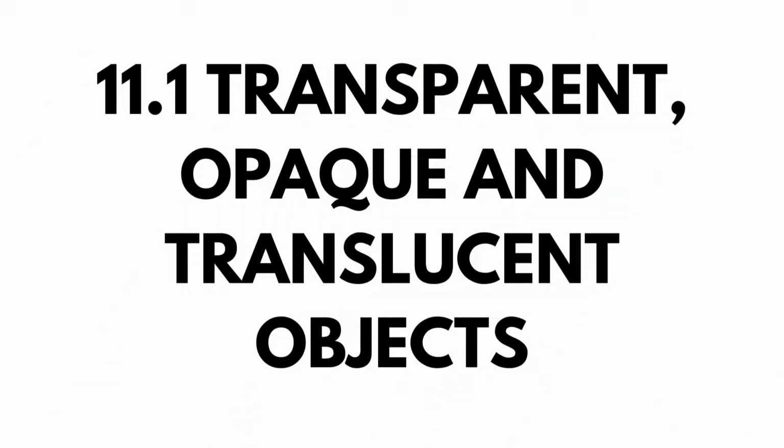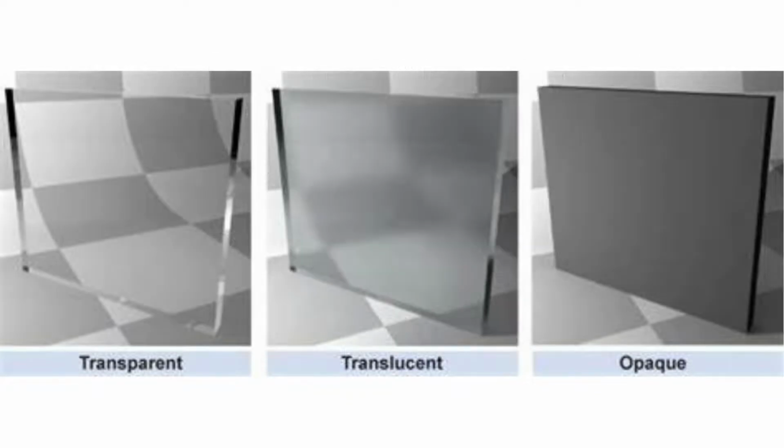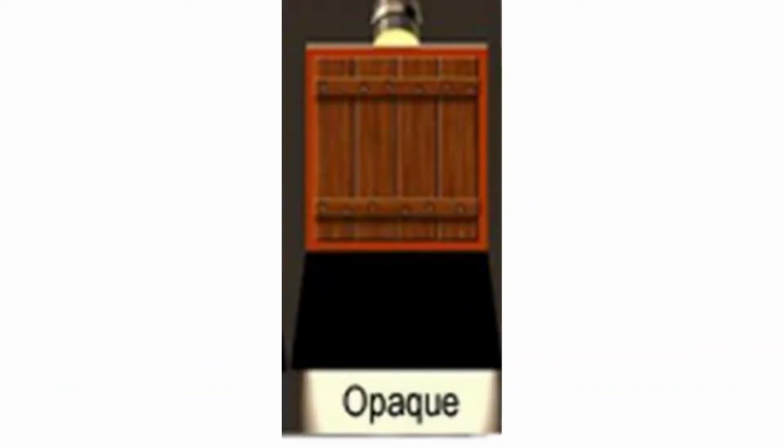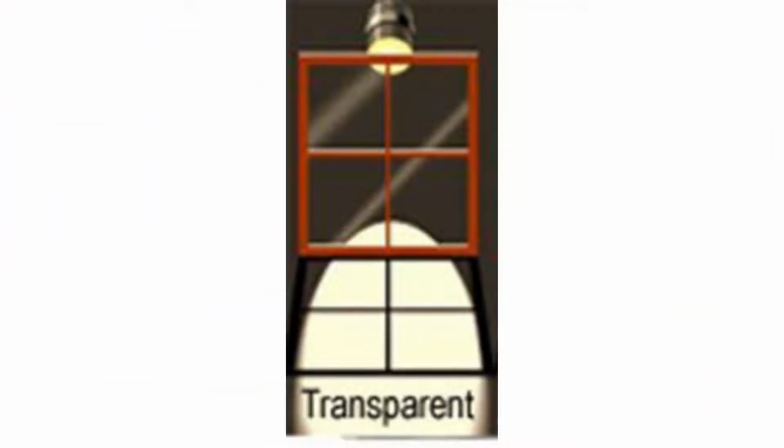Transparent, opaque and translucent objects. We already studied about these things in chapter 4. Let us recall this. If we cannot see an object at all, it is called an opaque object. If you are able to see clearly through an object, it is allowing light to pass through it. It is called transparent. There are some objects which we can see, but not very clearly. Such objects are known as translucent.